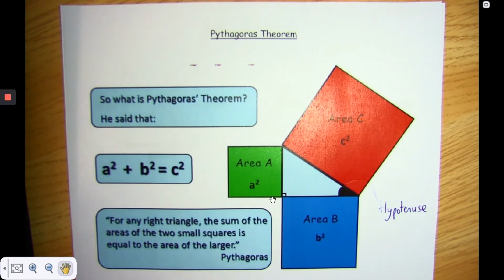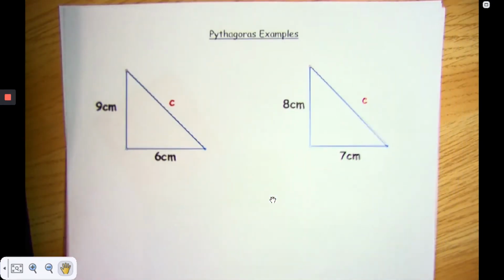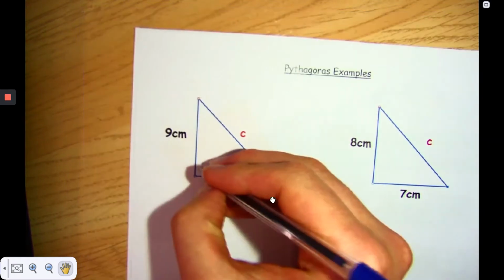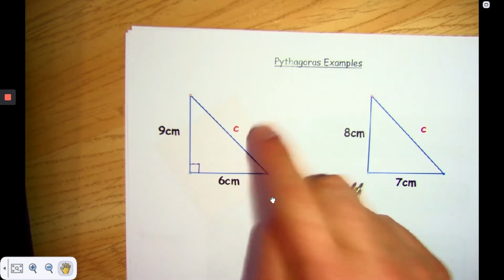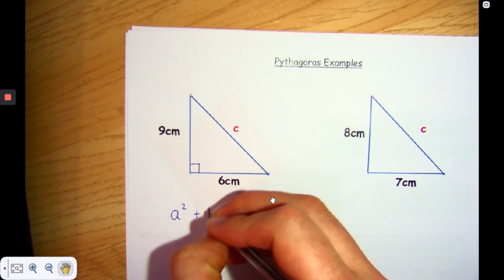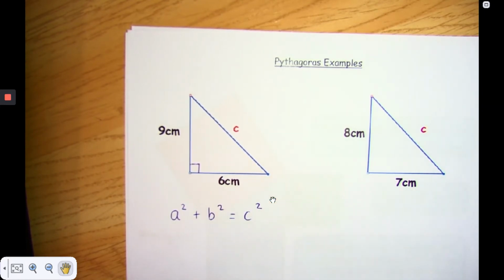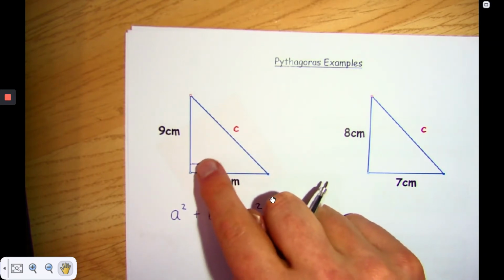So if we have a look at an example. Here's your little right angle in the corner, and to work out this length c, which remember is the hypotenuse, we're going to use the formula a squared plus b squared equals c squared. Now it doesn't matter which way around you use a and b, because they're being added. It doesn't matter at all, as long as you establish what the longest side is, which for info is always the side opposite the right angle. So that's always the hypotenuse. The other two, it doesn't matter. So we could say this is a and this is b.